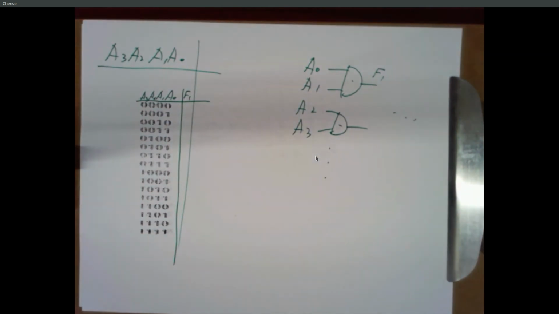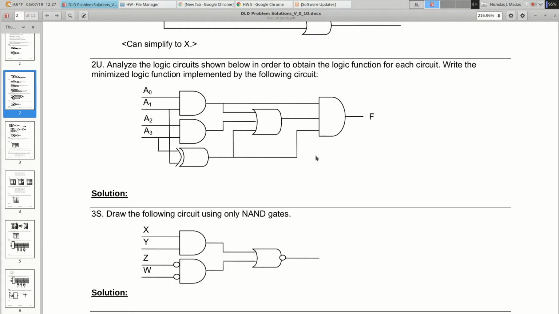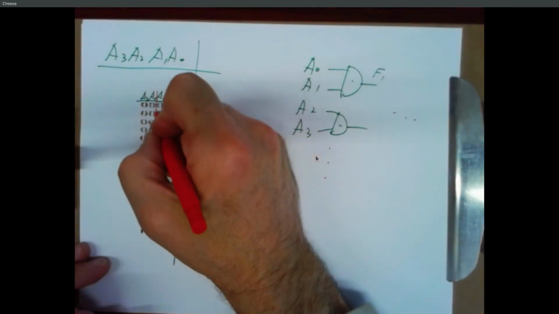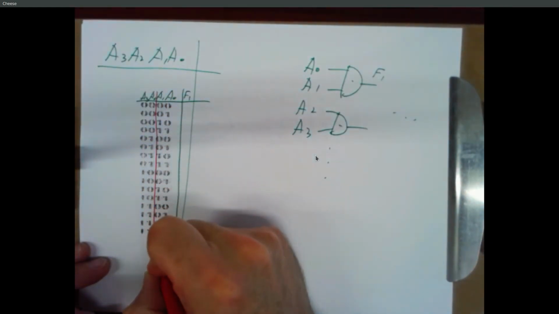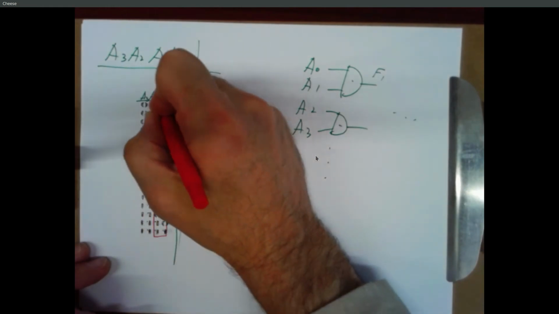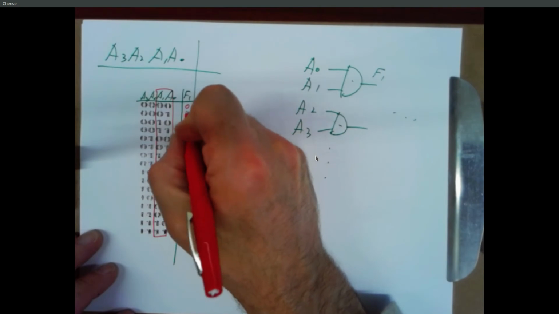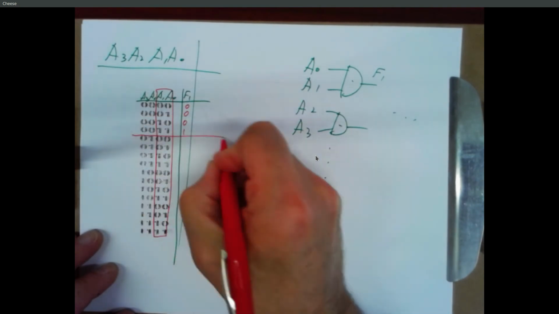And to calculate F1, all I got to do is take those first 2 inputs, A0, A1, and AND them together. Right? So I'm just going to look at these 2 columns, and I'm going to do an AND operation. So what's my AND? It's always 0 unless both of my inputs are 1.